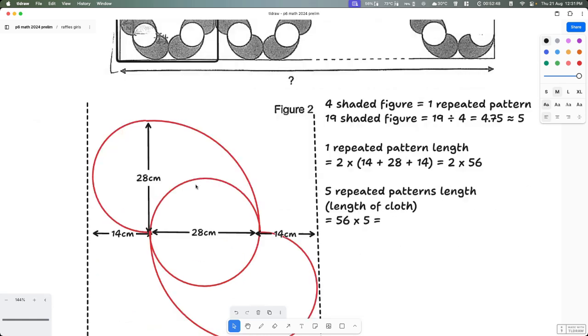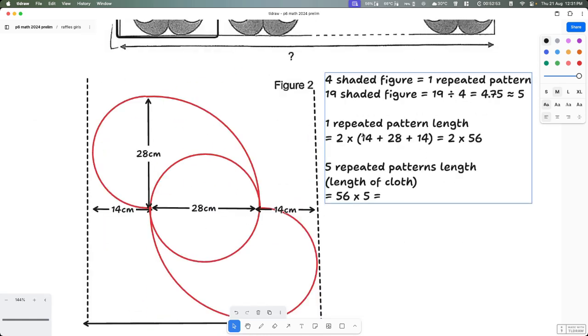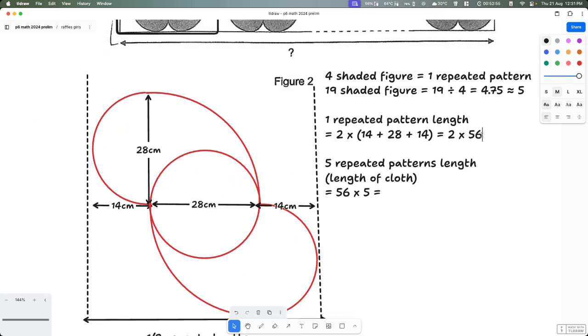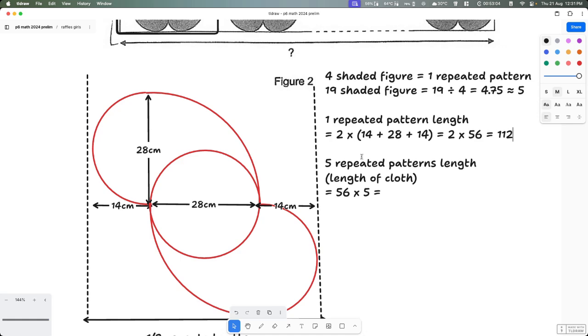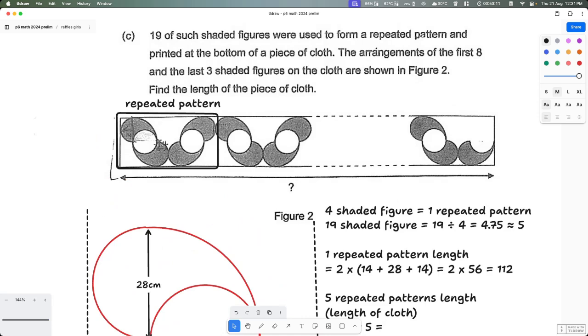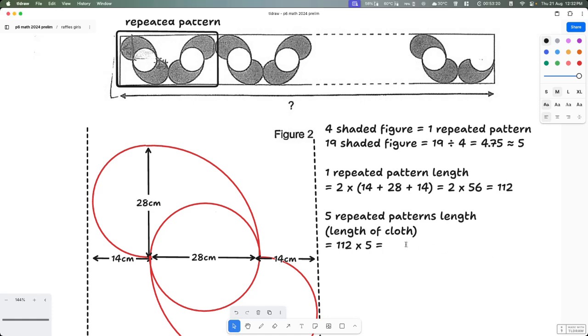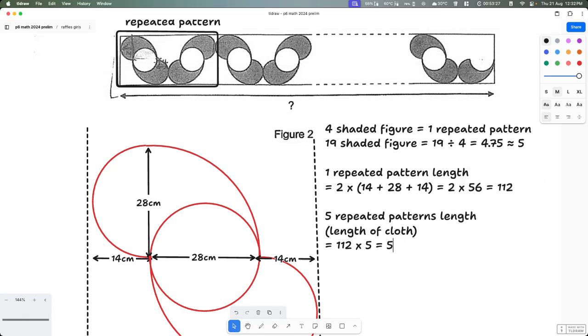So this is half a repeated pattern. Then one repeated pattern is this. 2 times 56, let me use my calculator, times 2, is 112. So now 5 repeated patterns, 112 times 5, which is equal to, let's use the calculator, times 5, 560.